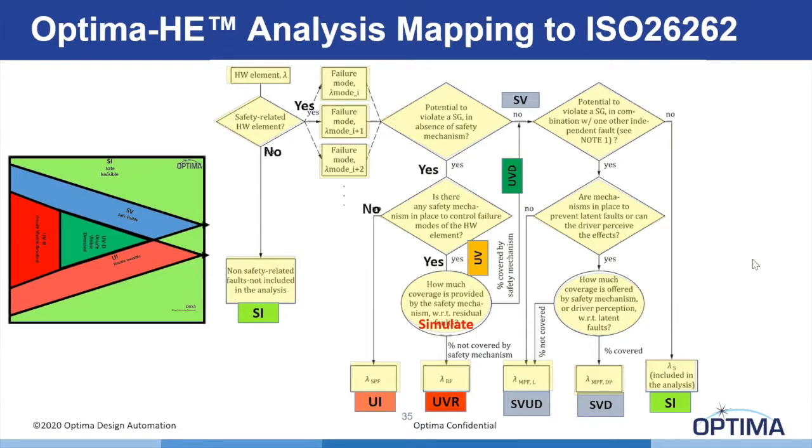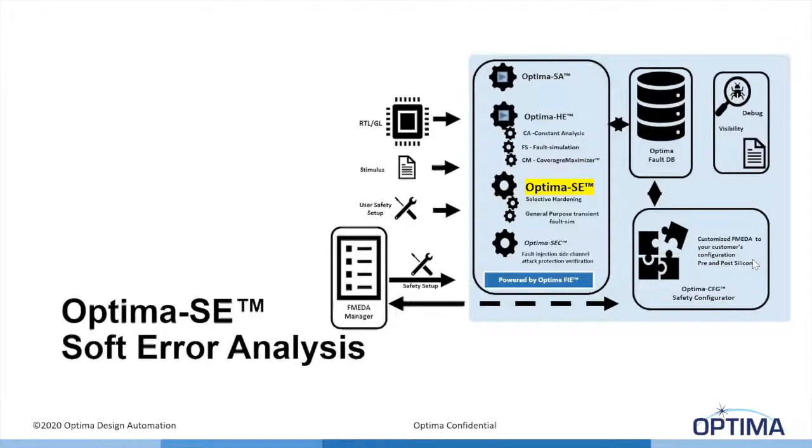So in this way, whatever analysis you have done from Optima SA static analysis and Optima HE hard error analysis, all the fault statuses have been directly mapped into the ISO 26262 jargon. So it's very easy for the user to identify faults and their statuses and calculate the ISO 26262 metrics very easily. Let's look at the Optima SE software analysis.